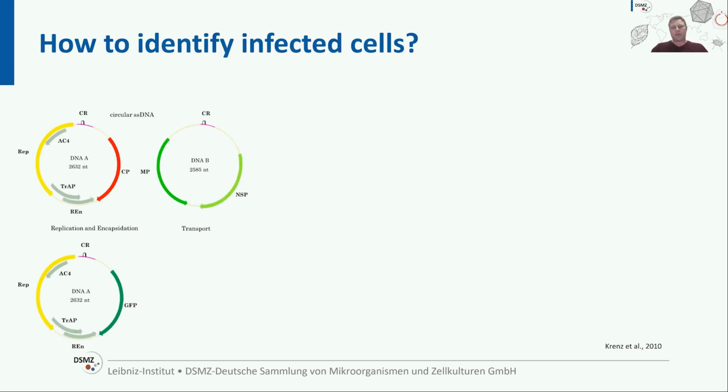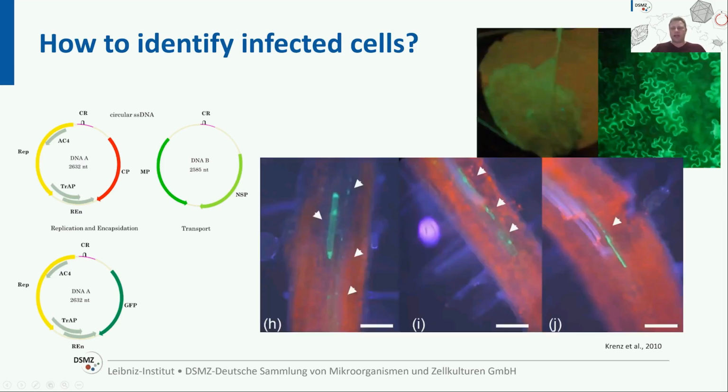Therefore, our approach is first to identify infected cells, which involves an attenuated ABMV, where the coat protein, you can see here, is replaced by the open reading frame of the green fluorescent protein. This modification allows us to visually track the infection in plants by GFP fluorescence, providing a direct method to monitor and study the infection dynamics at the cellular level.